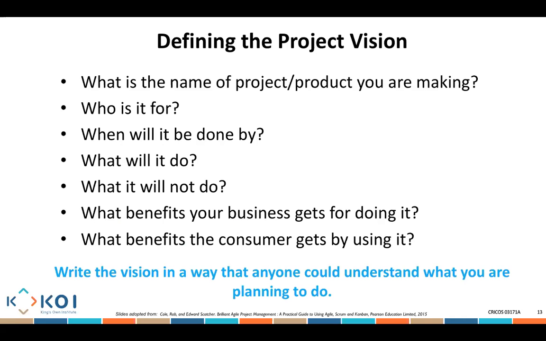You need to write the vision in a way that anyone could understand what you are planning to do. You can't write it in very complex language, because people won't understand it. So if I tell you, for example, I want to deliver the subject outline to create a constructive alignment, you will tell me, well, what? What are you talking about? We know you want to create a subject outline, but you want to create it to get a constructive alignment? We have no idea what constructive alignment really means.